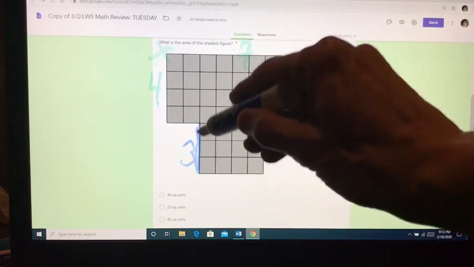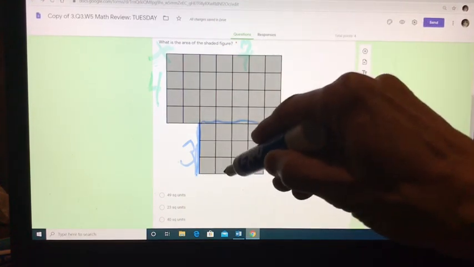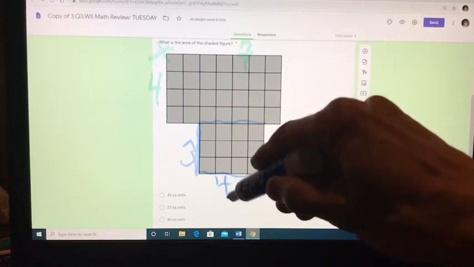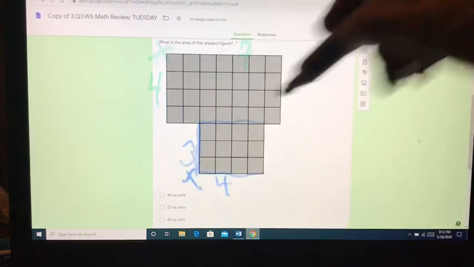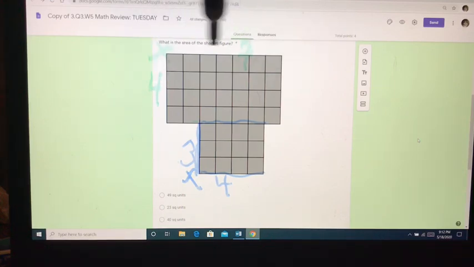going down here, 3 blocks going down, and I have 1, 2, 3, 4 blocks going across, and I'm going to be multiplying. So my first one, I'm going to multiply 4 times 7, so I can count by 7s 4 times.